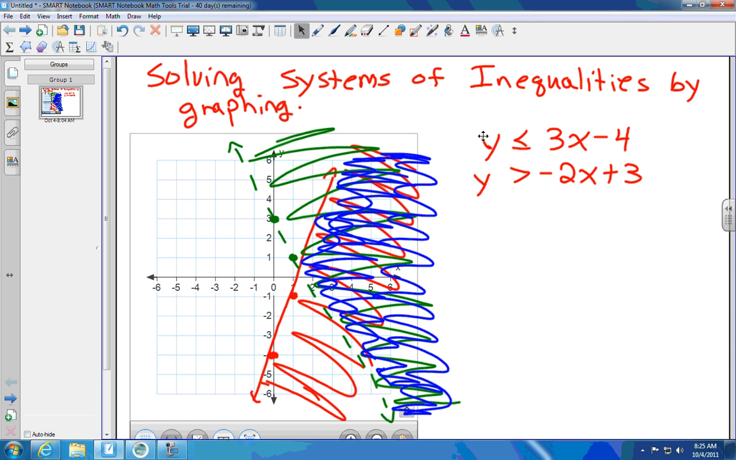Look at example 2 on page 131. I'm going to write that one up here. That's the parallel case. And there is no solution to those inequalities. One shaded up here, one shaded down below. There is no common area. There's no overlapping area like there was in that first example. So watch out for that.